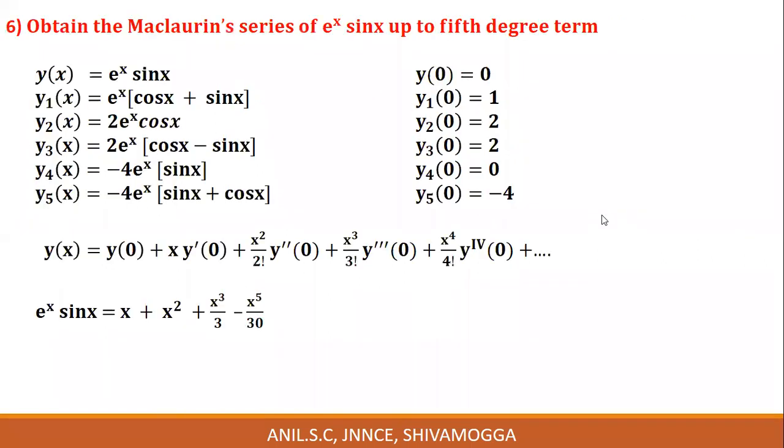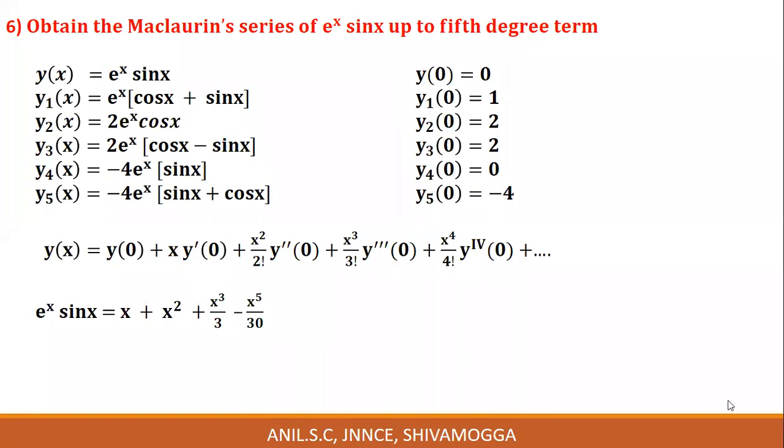Next, we move to the next problem. Obtain the Maclaurin's series of e power x into sin x up to the fourth degree term. Maclaurin's series is y of 0 plus x into y dash 0 plus x square by 2 factorial into y double dash 0 plus x cube by 3 factorial into y triple dash 0 plus x power 4 by 4 factorial into fourth derivative at x is equal to 0, up to fourth degree term.